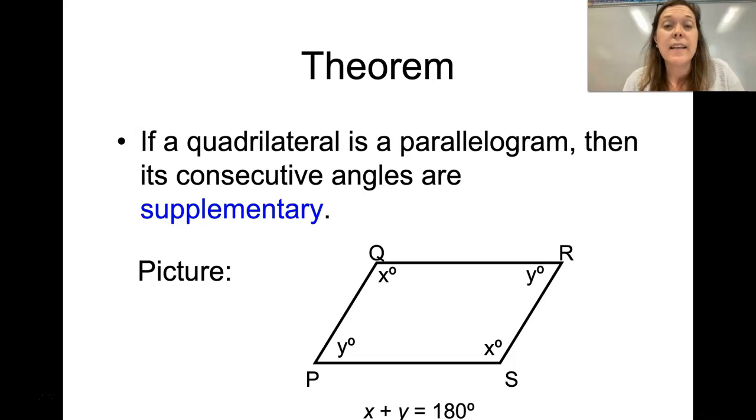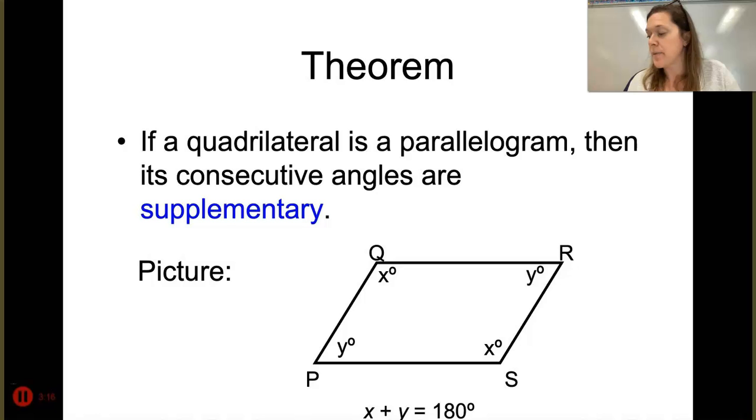All right, I think we've got those two theorems covered. Let's move on to a third. Our third theorem in this section says if a quadrilateral is a parallelogram, then its consecutive angles are supplementary. Do we remember what supplementary means? Supplementary means they add up to 180 degrees, right?